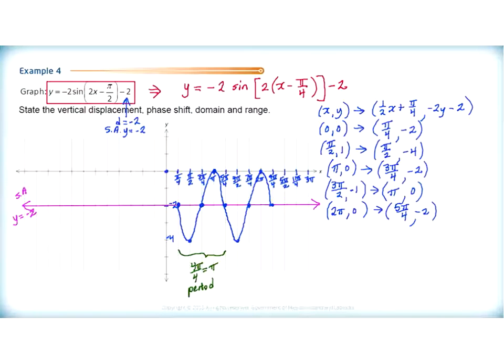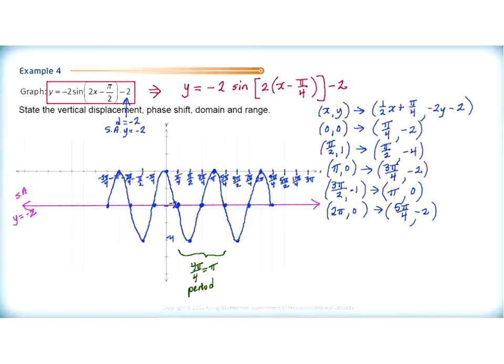So at 0, 0 will be a point on the graph, as well as negative pi over 4 and negative 2. Then you would have negative pi over 2 and negative 4, and then negative 3 pi over 4, and back to negative 2 again. And then at negative pi, we will be back at 0, and at negative 5 pi over 4, we're back to negative 2. So this represents another cycle of the transformed function.